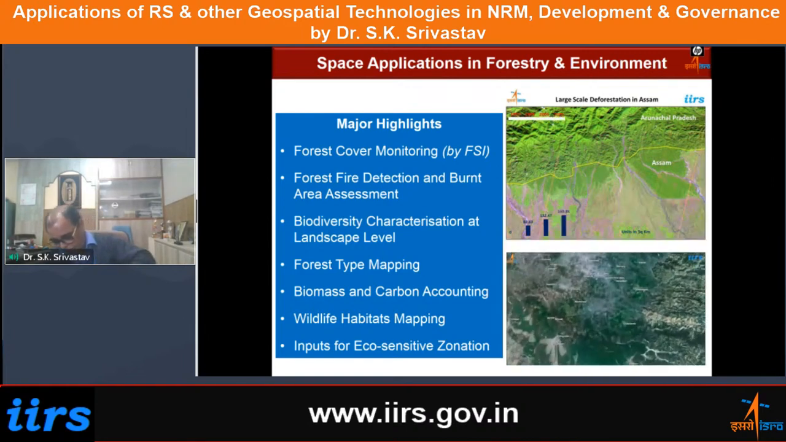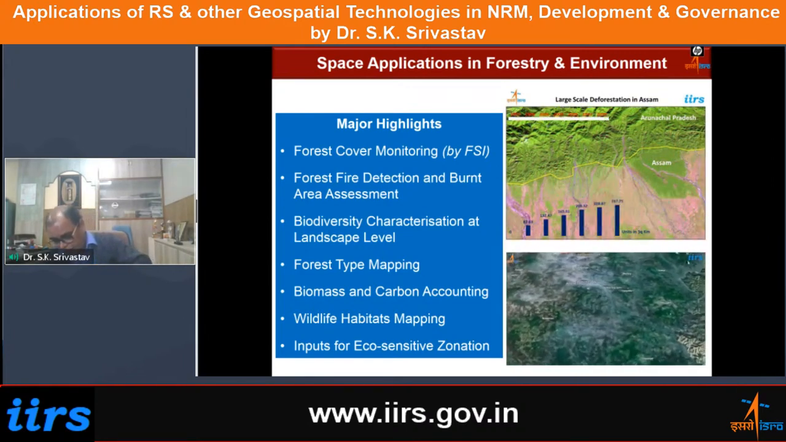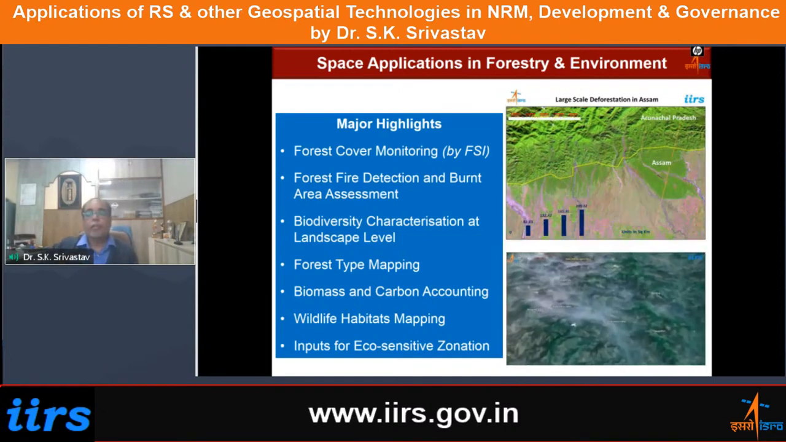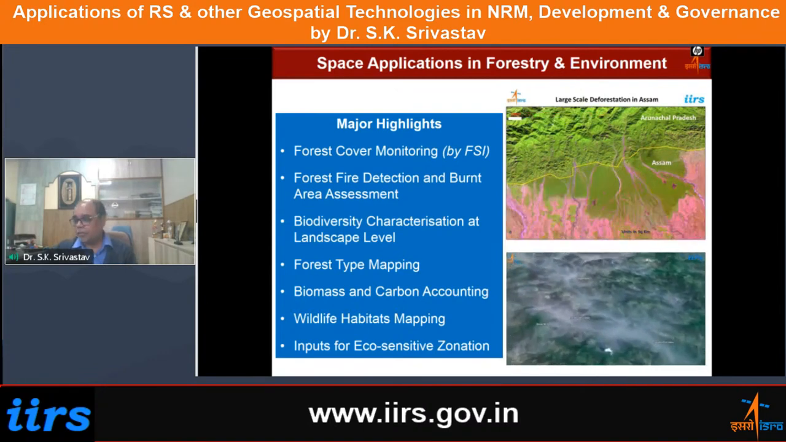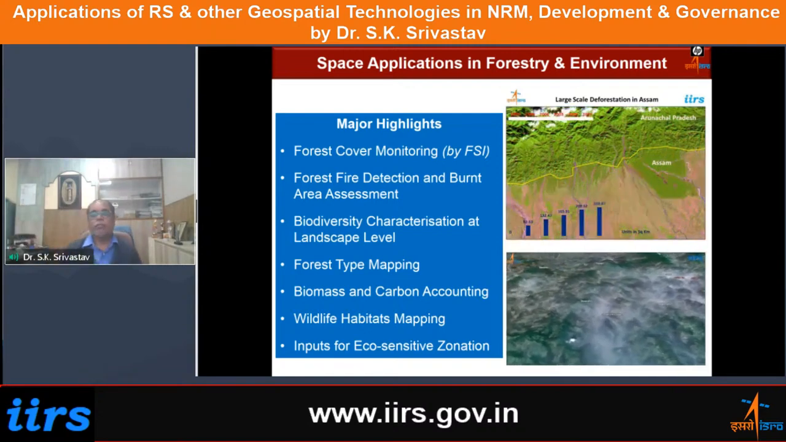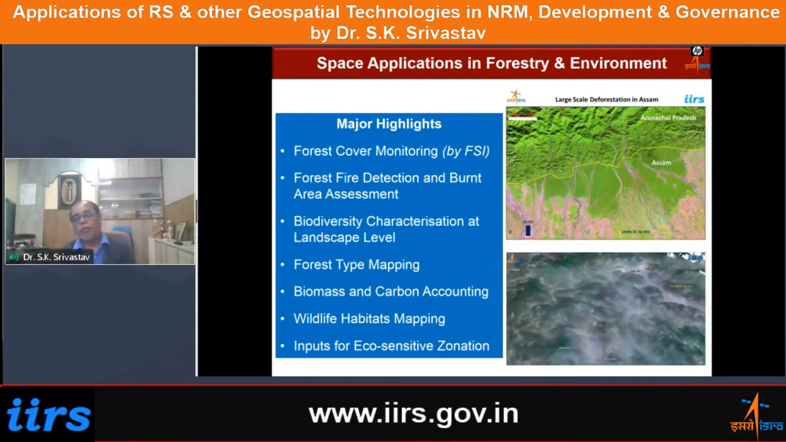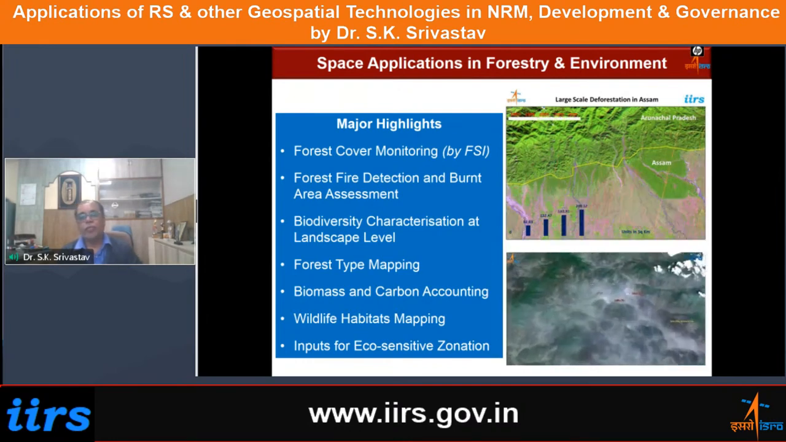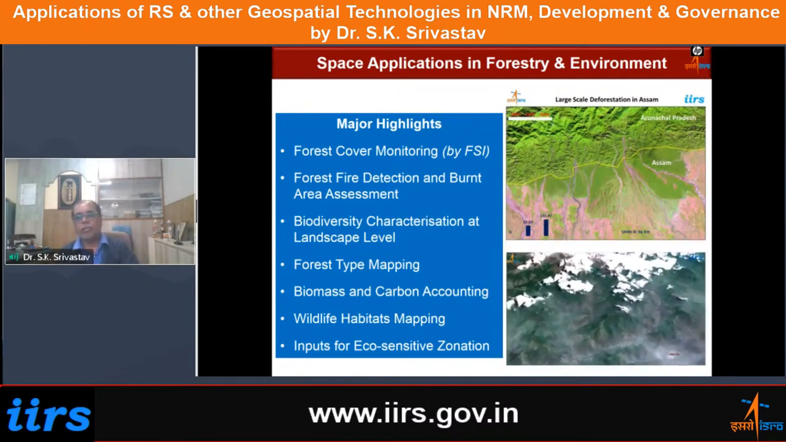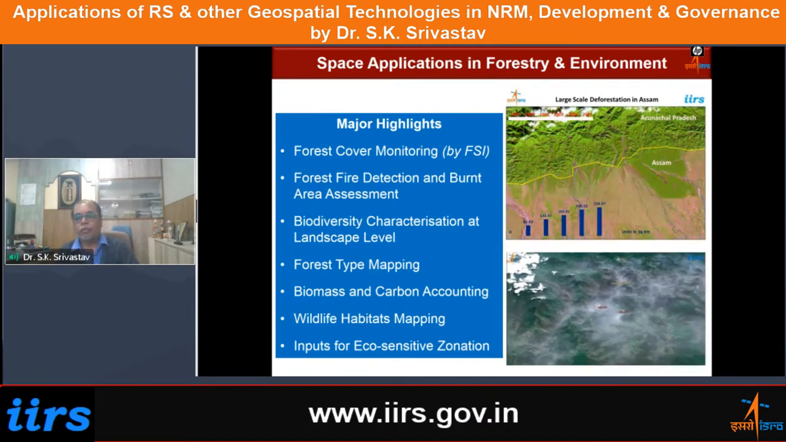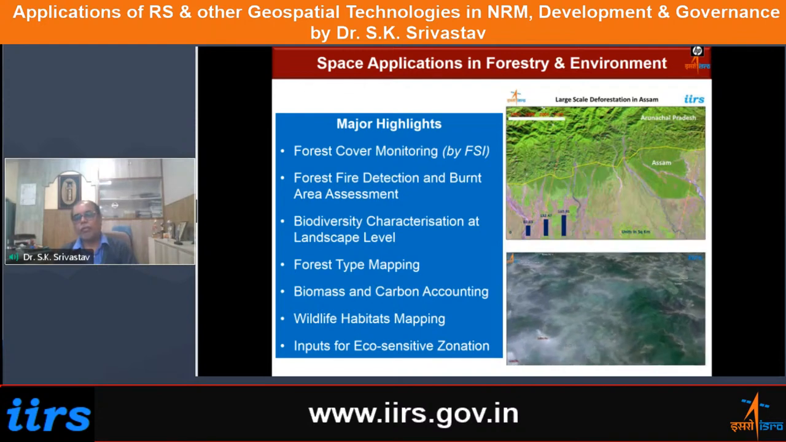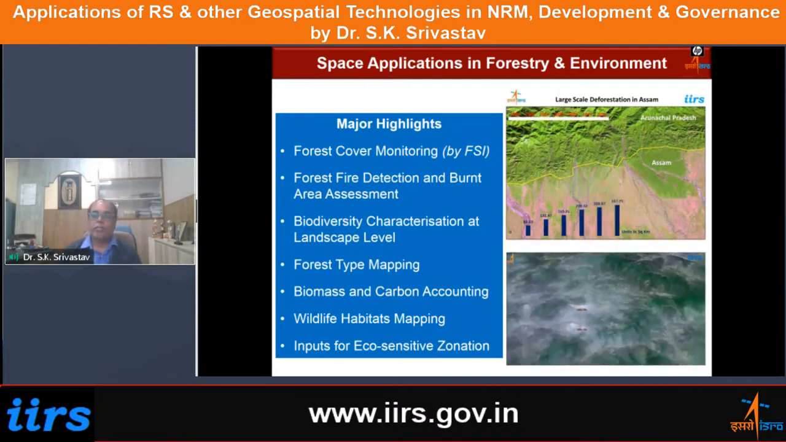So here, let me share with you the data sets from satellites. They are being obtained every day 6 times. As soon as the data is obtained from a given satellite, within around 20 minutes the satellite data is processed, forest fire information is generated, and it is passed on to Forest Survey of India.